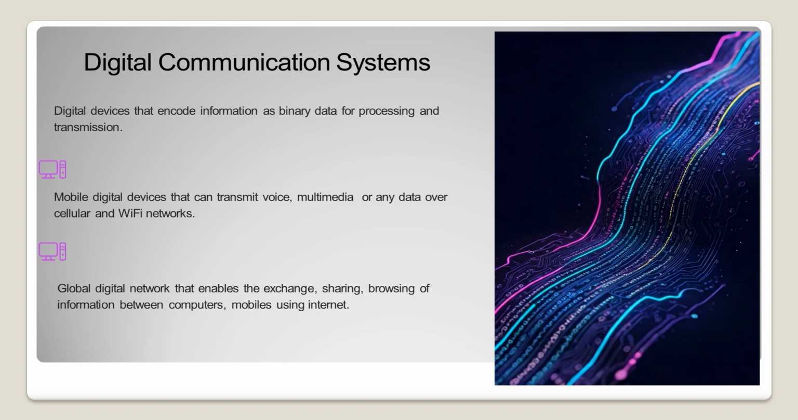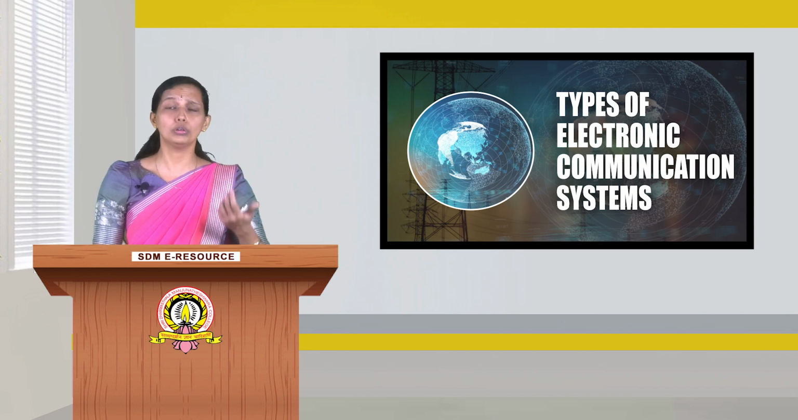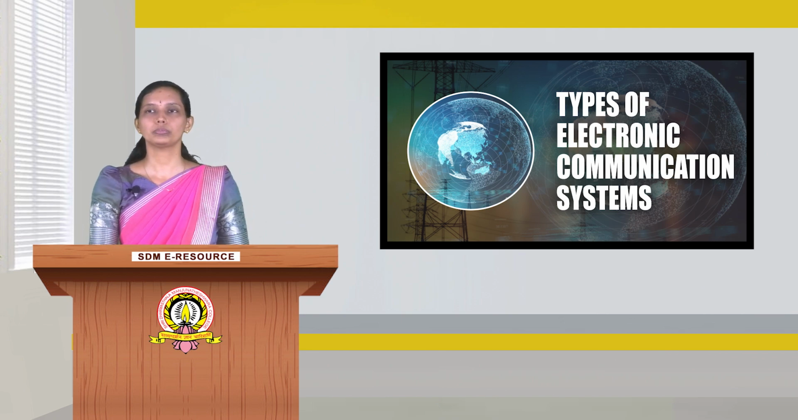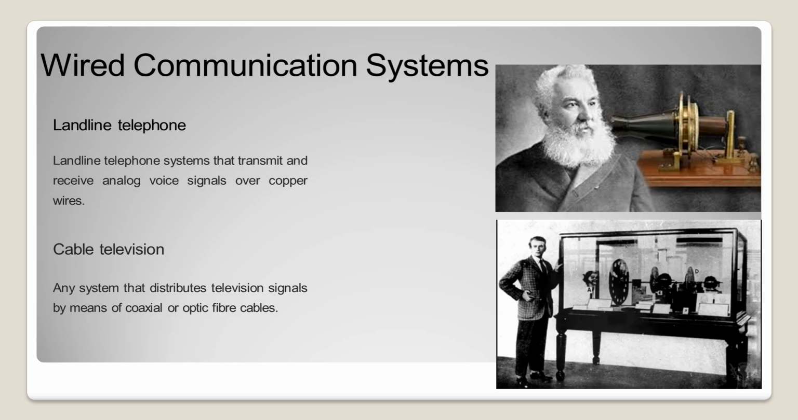For example, in mobile devices we can transmit varieties of information like voice, multimedia, or browsing of information, which is possible through cellular networks or Wi-Fi networks. Or the global digital network enables us to exchange, share and browse information between computers or between mobiles using an internet connection.